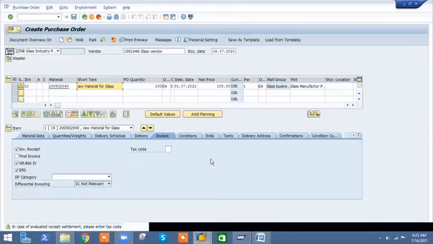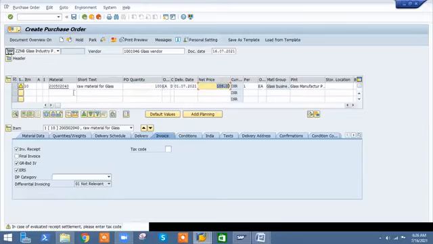Whenever we are going to create a purchase order with a material, you specify this is the material I need, 100 quantity at the cost of 105 rupees for each quantity. I am procuring raw material for glass. I am going to create it for 100 quantity at the rate of 105.